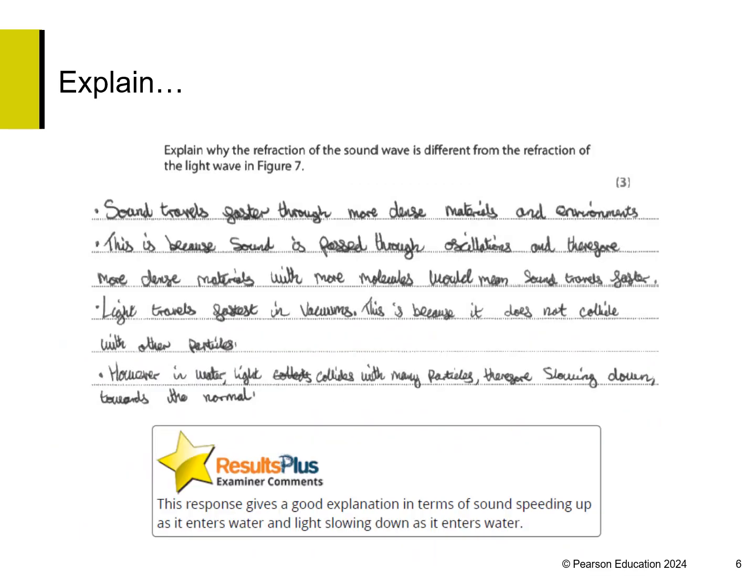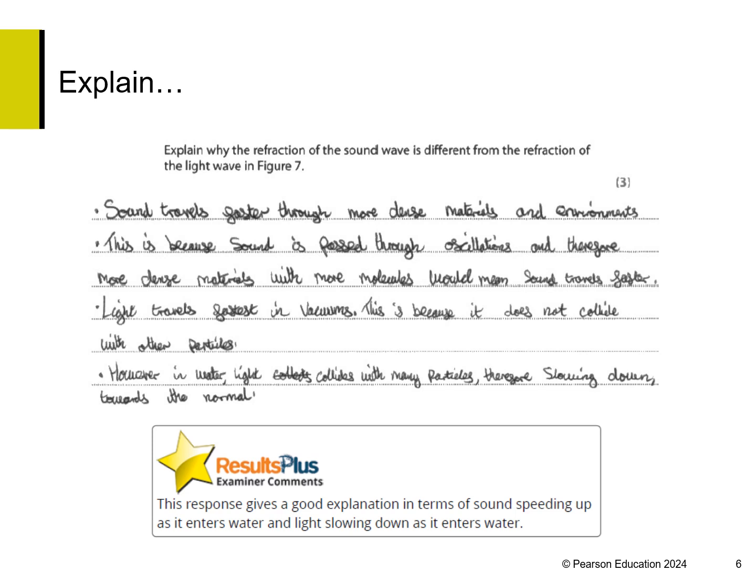This student has made a good attempt at the question. Sound travels faster through more dense materials and environments. This is because sound is passed through oscillations, and therefore more dense materials with more molecules would mean sound travels faster. Light travels fastest in vacuums. This is because it does not collide with other particles. However, in water, light collides with many particles, therefore slowing down towards the normal.